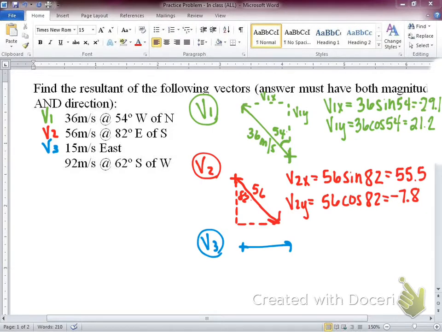Okay, this vector is only going east, so that means v sub 3x is positive 15 because it's going east, and v sub 3y is equal to 0. Okay. We don't have to break anything down on a vector that's going either pure horizontal or pure vertical.